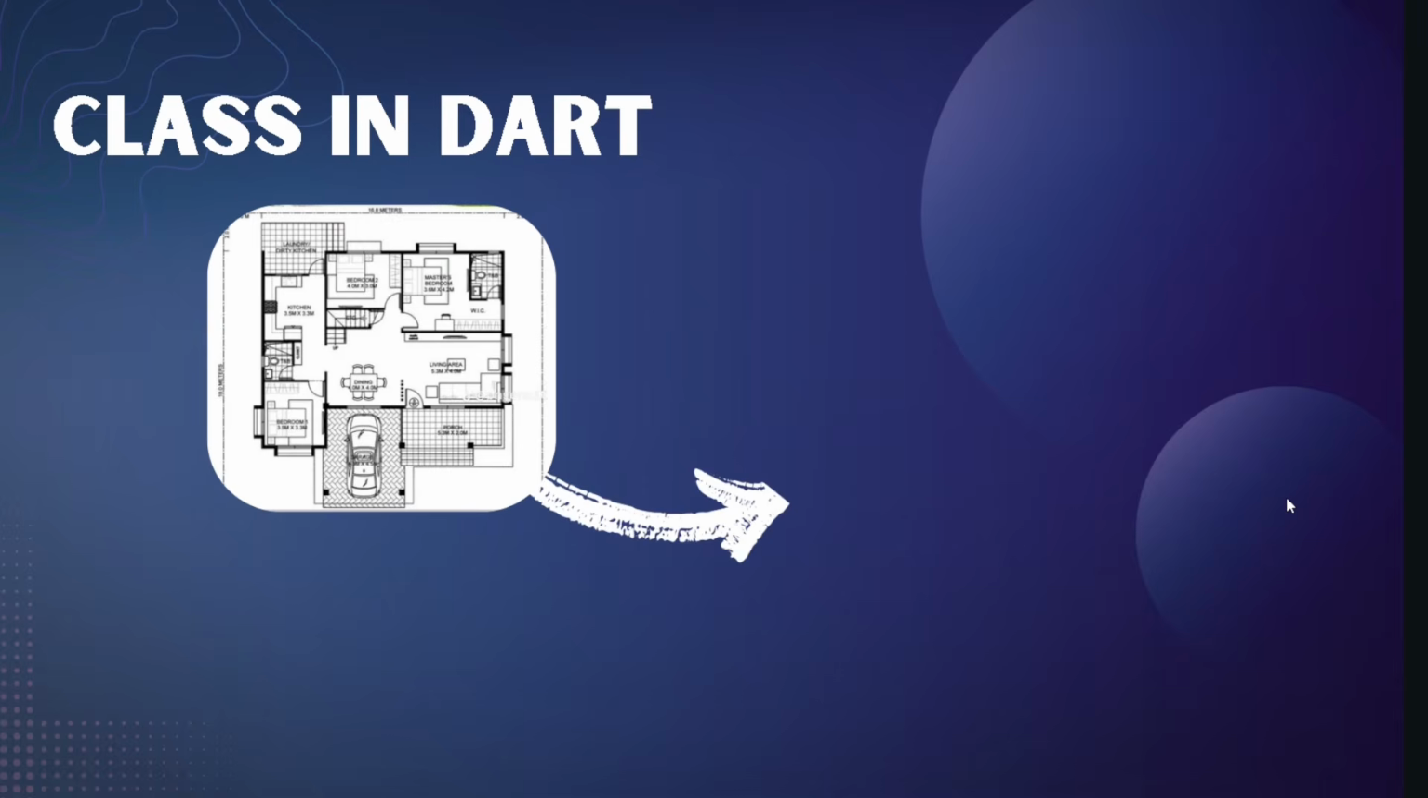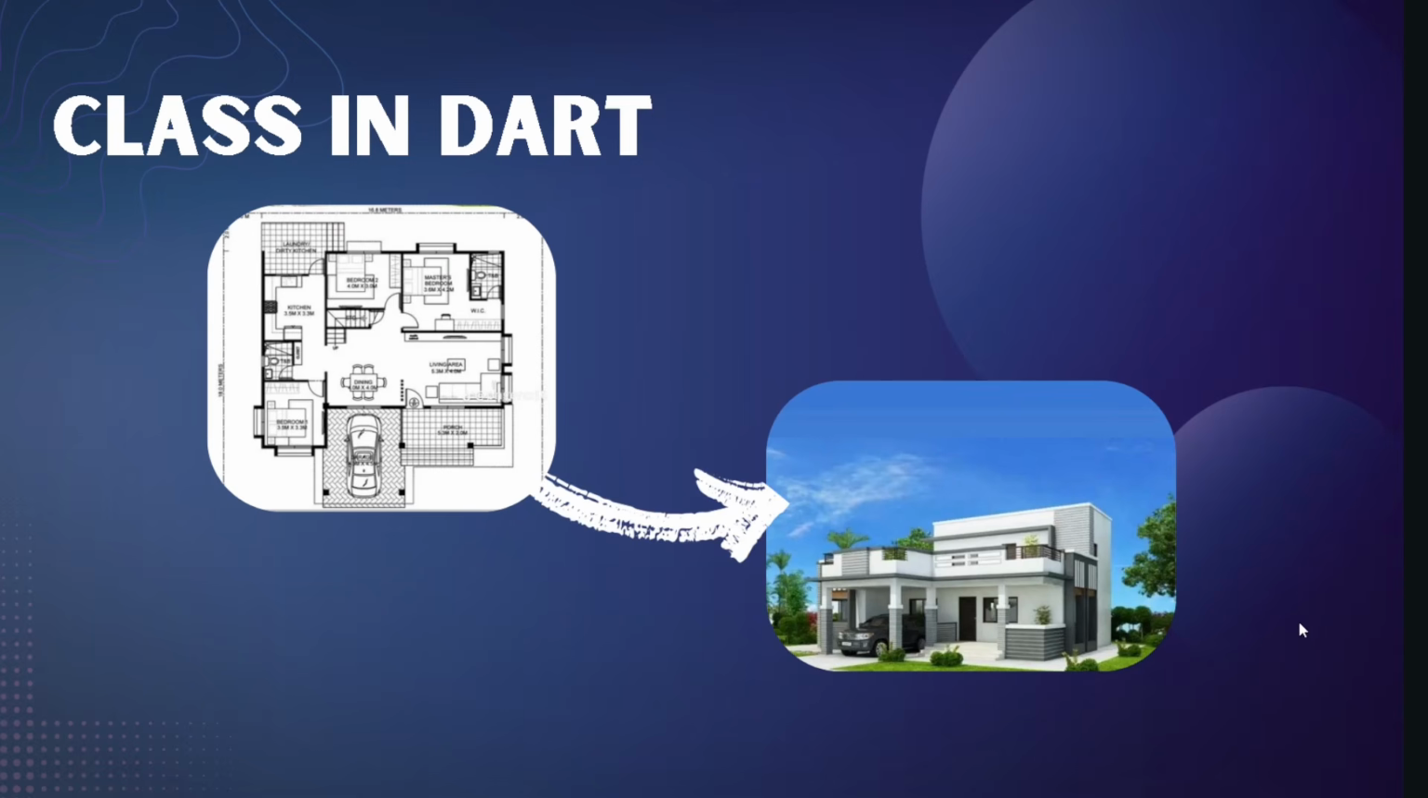An object or instance is the physical house built from that specific blueprint. Each house is unique. House number 1 might be blue, house number 2 might be red, even though they came from the same blueprint. The same blueprint can be used and reused multiple times to create different instances or objects.